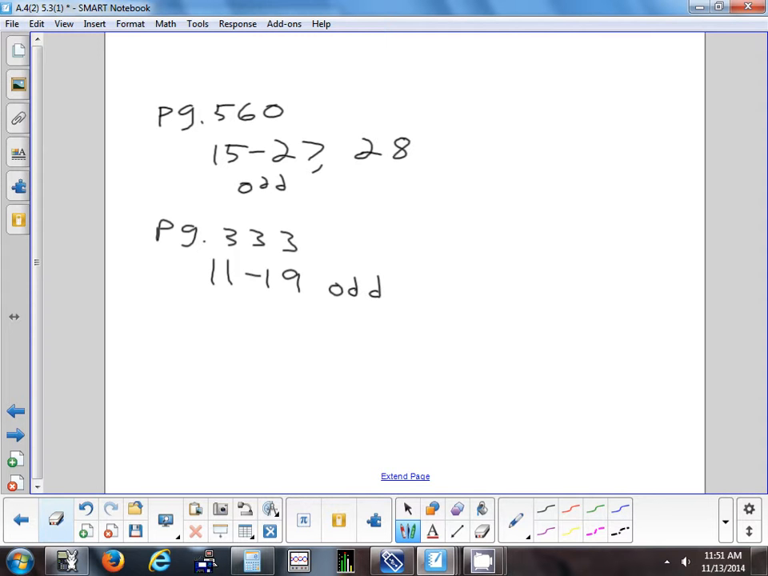Okay, so the homework tonight will be on page 560. That part's on multiplying and dividing complex numbers the old way. And then page 333, writing complex numbers in polar. On page 333, try 11 to 19 odd and 33 and 34. In 560, that was 15 to 27 odd and 28. We'll go over that tomorrow before the test, and then we'll have our test on 5.1, A4, and 5.3.